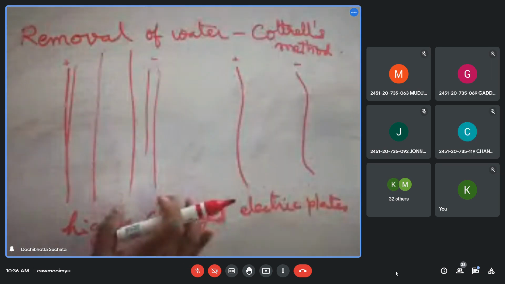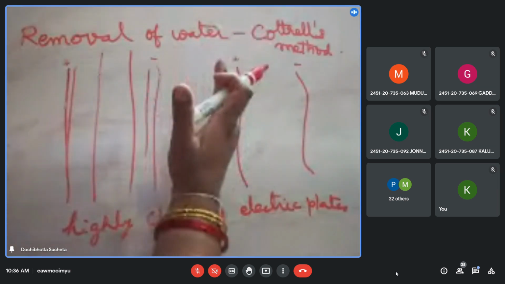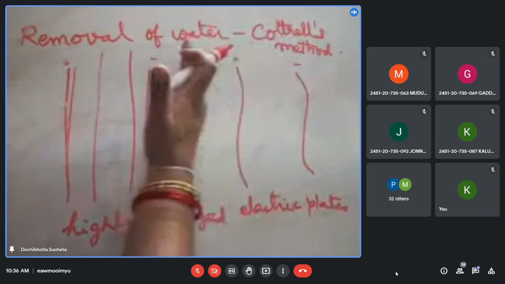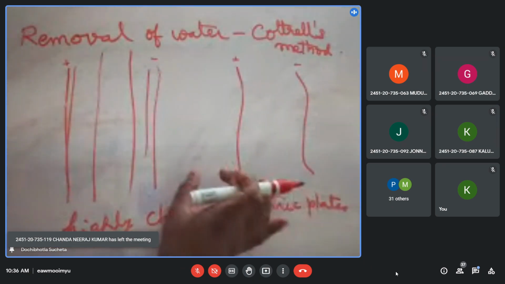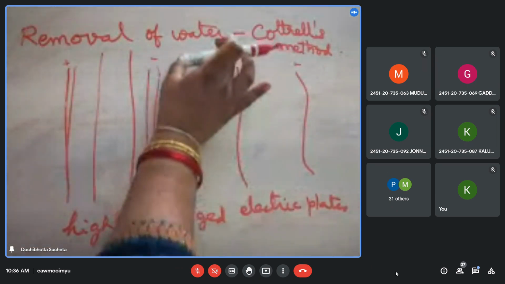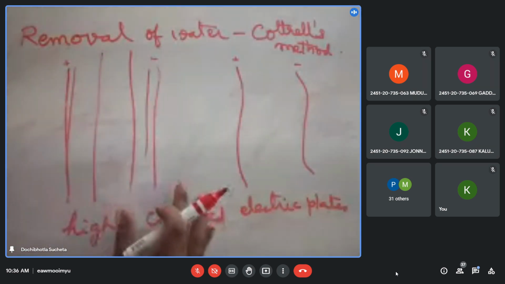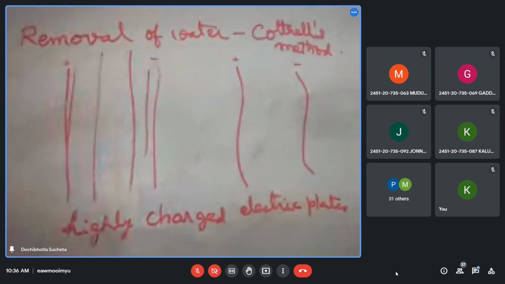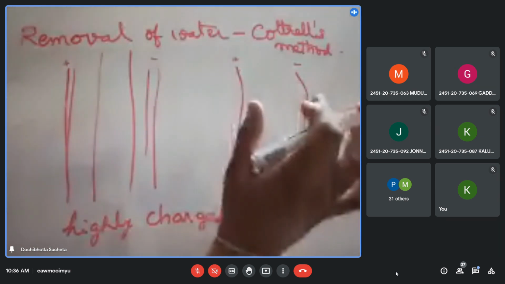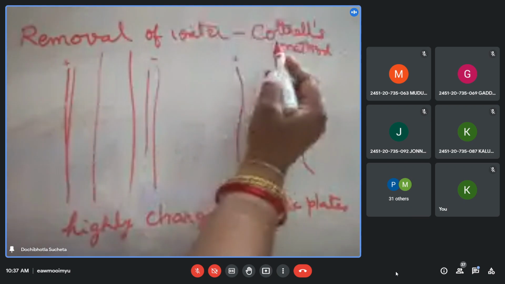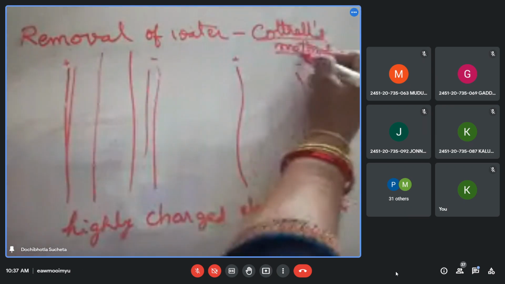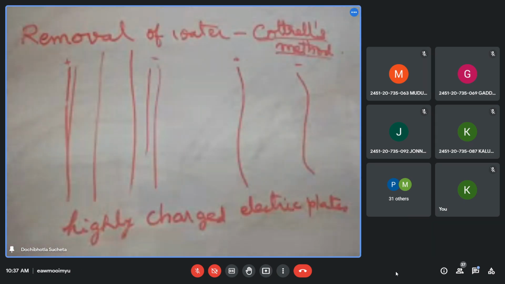They take the highly charged plates and pass this emulsion from bottom up. Water, being ionic in nature, will move towards the electrodes, whereas the crude oil or petroleum, being organic in nature, will flow from the center. That's how I'll remove water from the emulsion. This method of removal of water from crude oil, salt water emulsion, is called Cotterell's method. So highly charged electric plates are used in Cotterell's method.